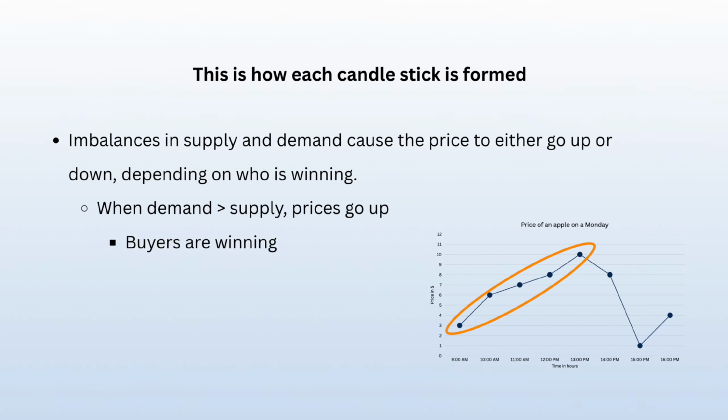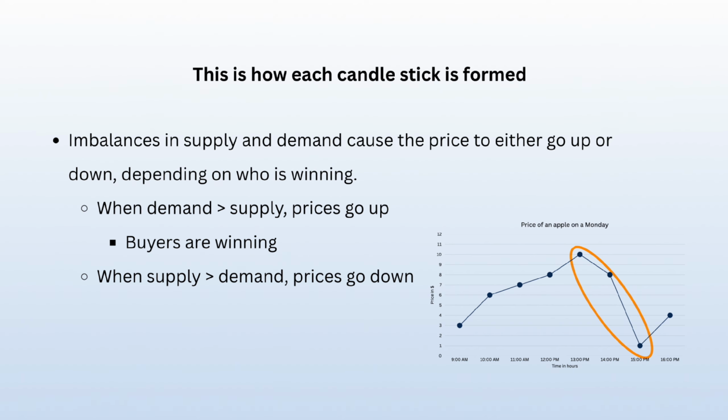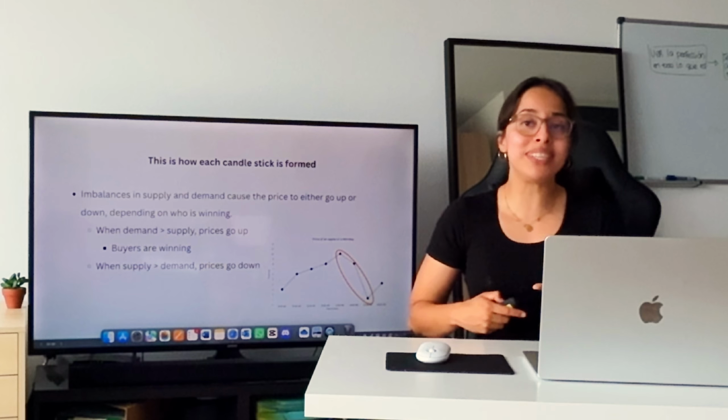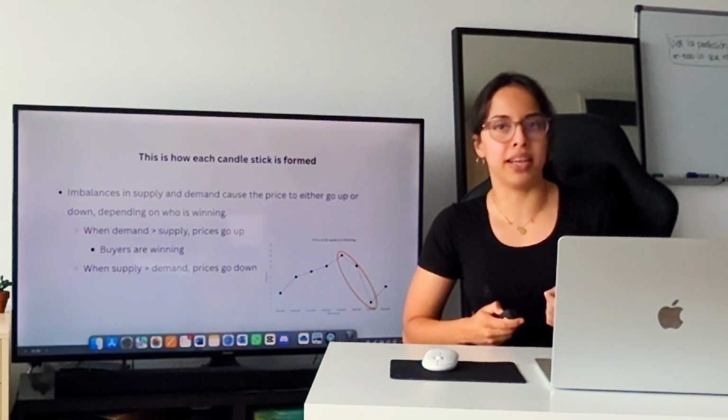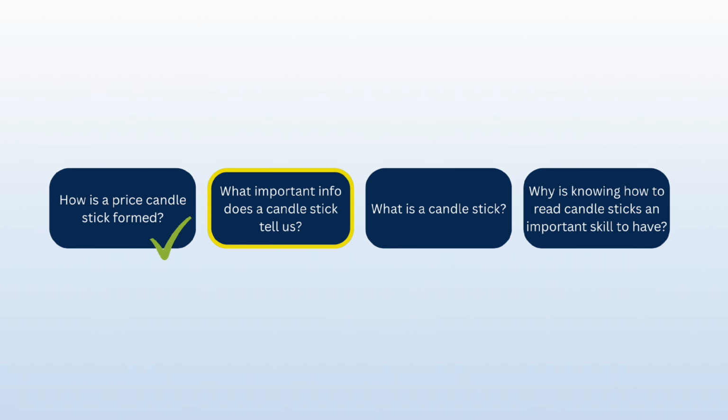This is when the buyers are winning and the sellers are losing the battle, which means that the reverse is also true. When supply is higher than demand, the prices go down, which is what you see in the orange part of the chart, which means that instead of buyers winning the battle, it's sellers winning the battle at the moment. Sellers are winning. So now that we answered the question, how is a candlestick formed?